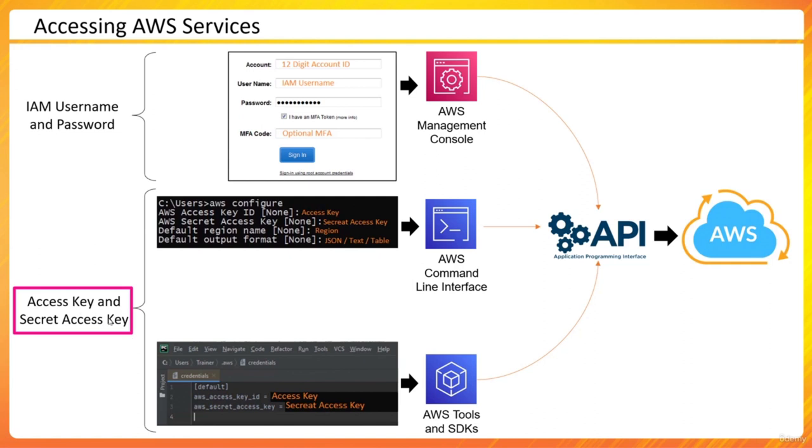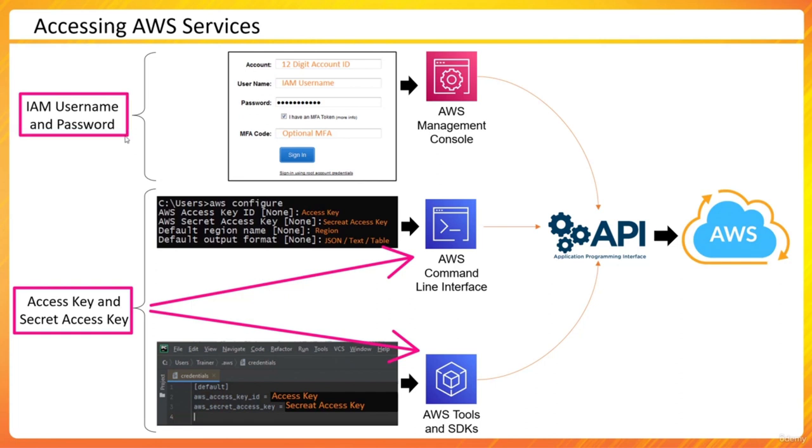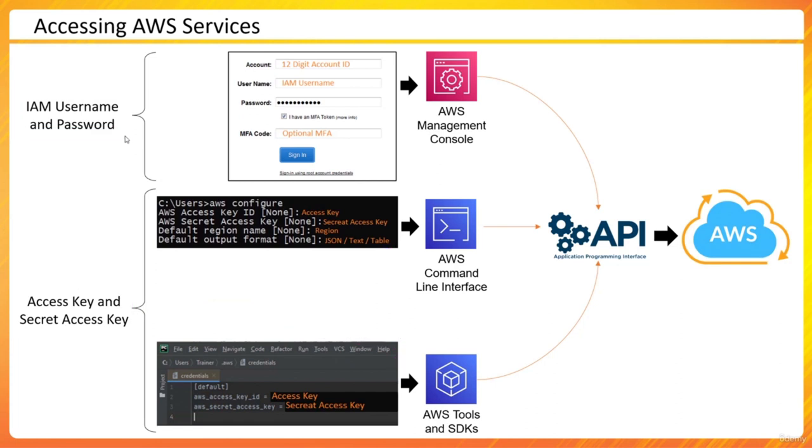So the access key and secret key are generated in IAM, and we'll see that in a minute. You would need an access key and secret access key only if you want to make a request from the command line or access services through an SDK. If you always just want to use the management console, you will not need an access key and secret access key. You would just need a username and password in that case. All right, hopefully this is clear.